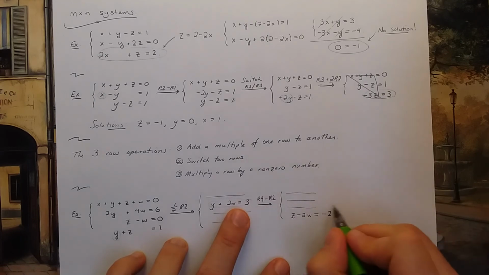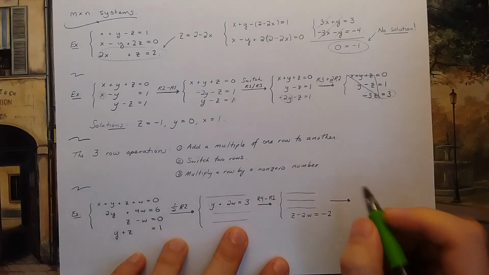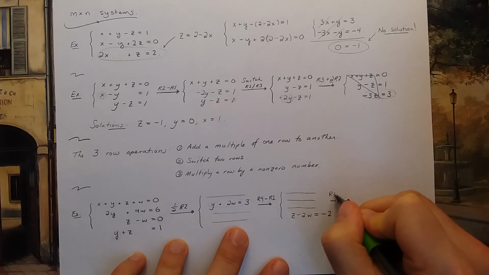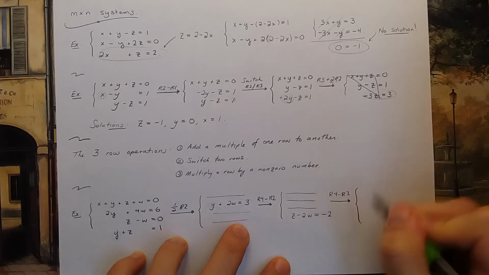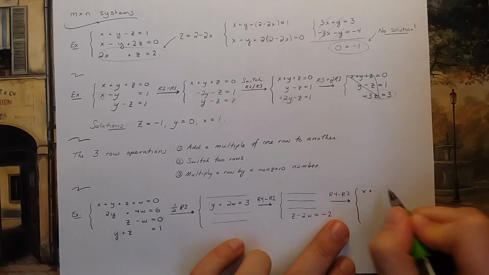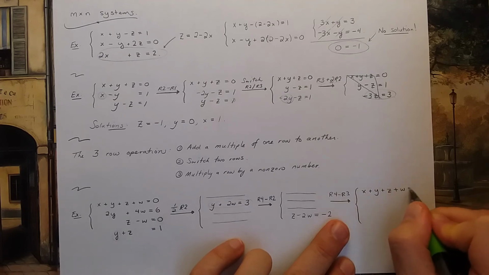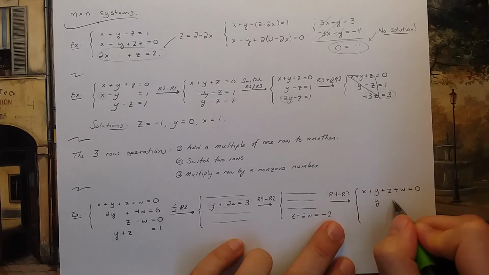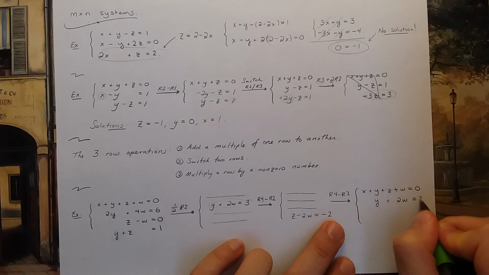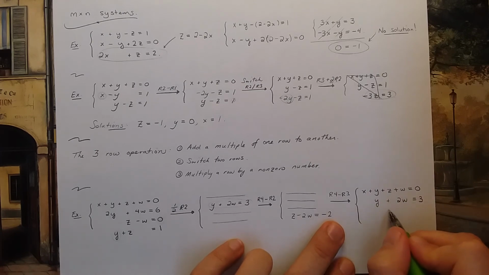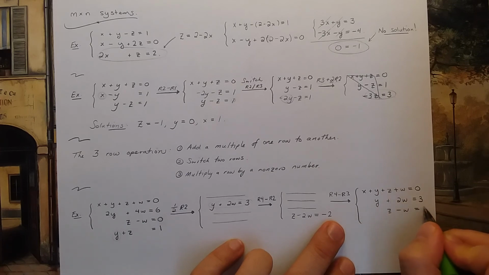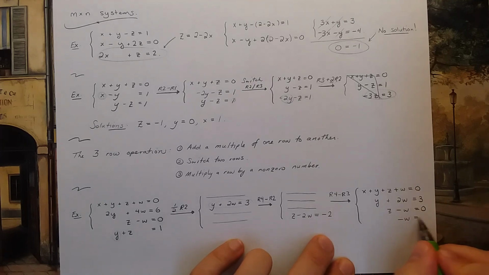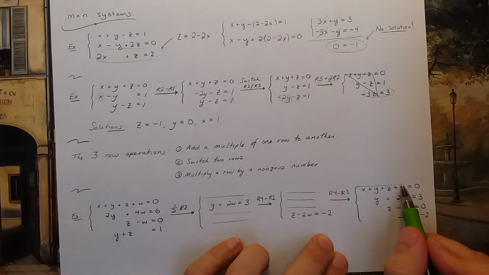And maybe one more move will make it triangular. So I'm going to do one more move, and I think I could do row 4 minus row 3. Now I'm going to write down the whole system in detail so we could see that I indeed have a triangular system. So my first row, the same. My second row is y plus 2w is 3. My third row is z minus w is equal to 0. And I think my last row just becomes negative w equals negative 2.